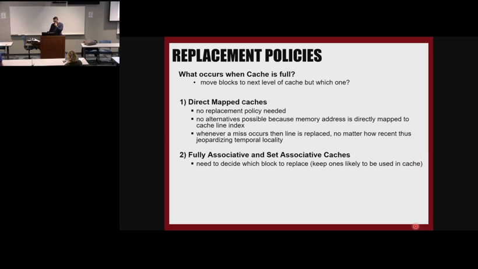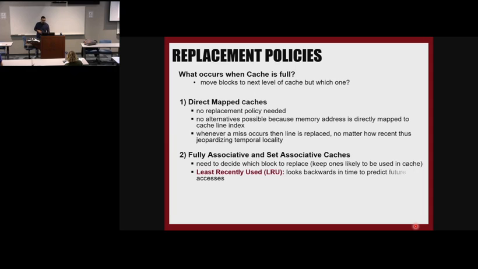In a fully associative cache, or set associative cache, we need to decide which one we want to replace because of the flexibility. When it is full, there is no direct policy for which one of the data that we have there is going to be replaced. Okay, so we need to come up with policies for replacement.